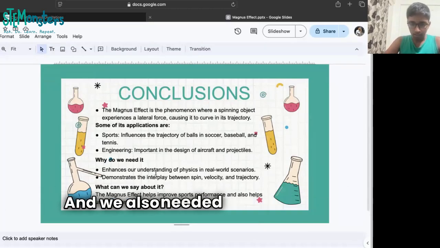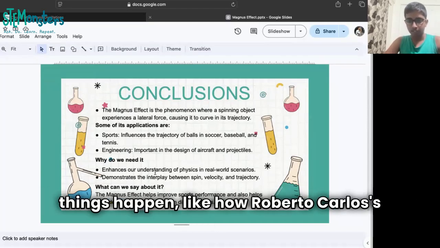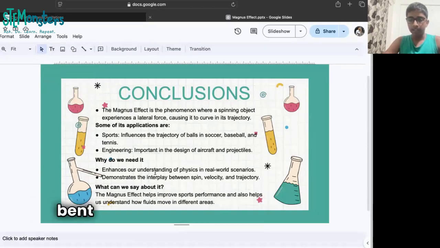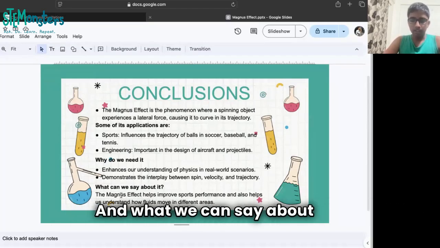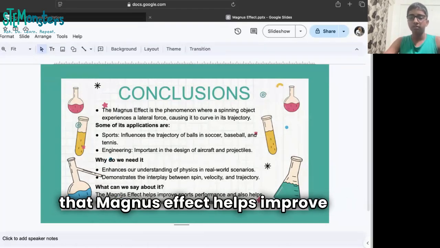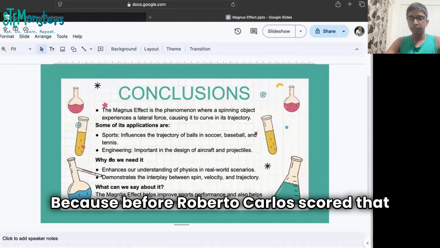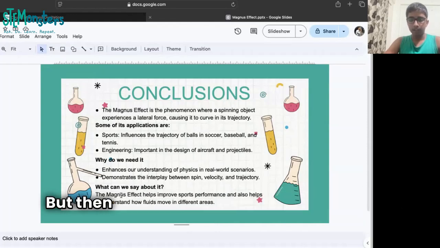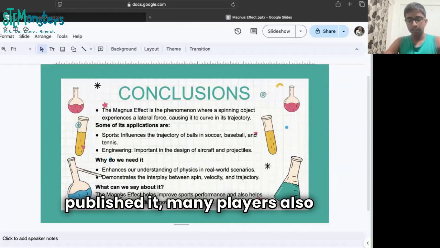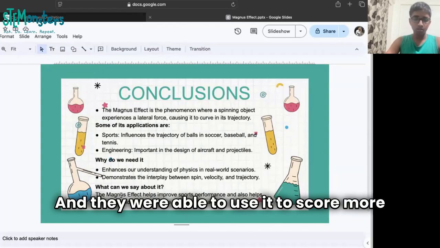And we also needed to understand why certain things happen, like how Roberto Carlos's free kick bent and changed the world of football. And what we can say about it is that the Magnus effect helps improve sports performance, because before Roberto Carlos scored that free kick, many people didn't really understand how a ball curved. But then, after scientists researched about it and published it, many players also started studying the science of the curving of a ball, and they were able to use it to score more goals.